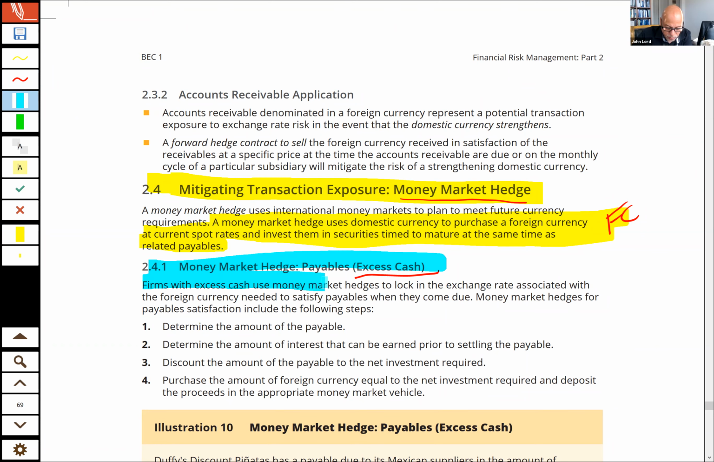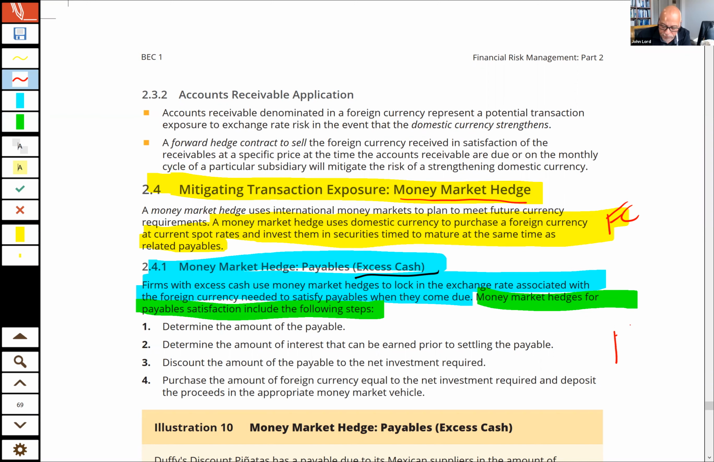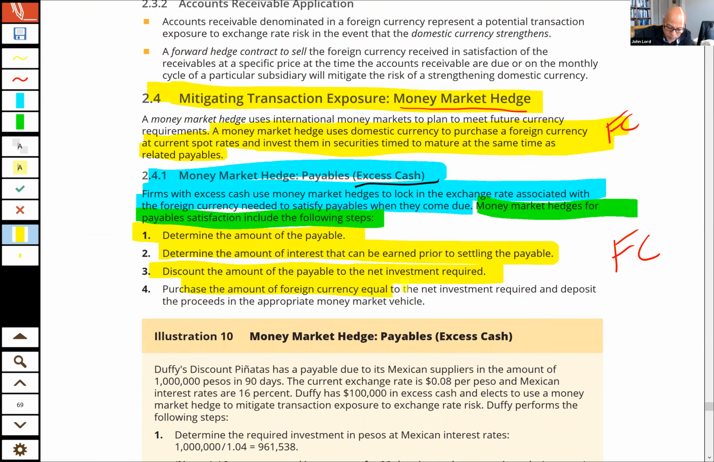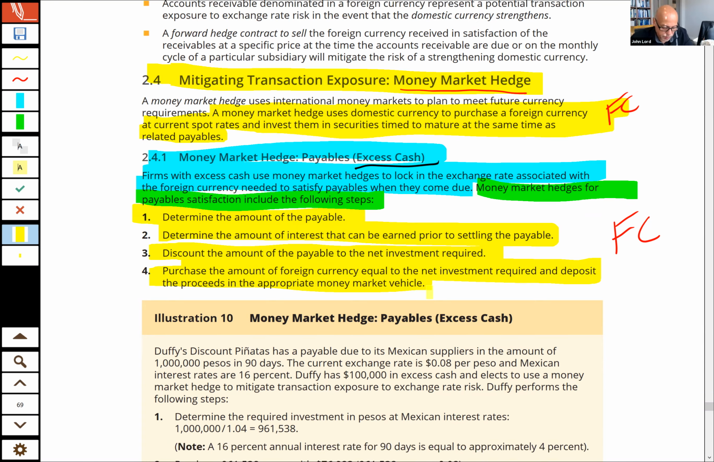Firms with excess cash use money market hedges to lock in the exchange rate associated with the foreign currency needed to satisfy payables when they come due. Money market hedges for payable satisfaction include the following steps. Let's flashcard these steps so you remember the logic. We determine the amount of a payable, determine the amount of interest that can be earned prior to settling the payment, discount the amount of payable to the net investment required, and then purchase the amount of foreign currency equal to the net investment required and deposit the proceeds in the appropriate money market vehicle. They don't talk about the fifth step, which is then what? Then we'll have the amount we need in the foreign currency to cover our expected exposure.